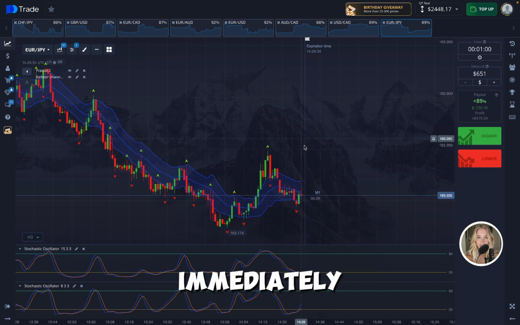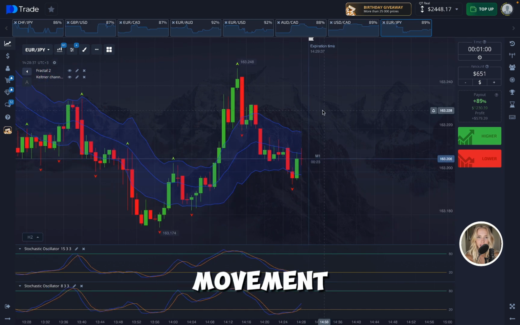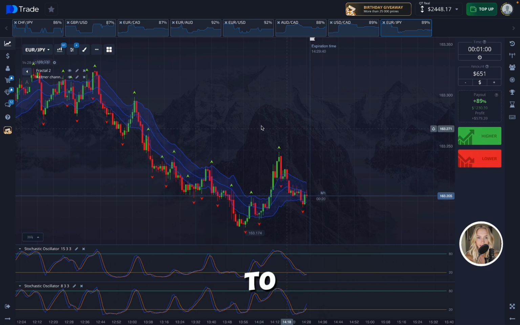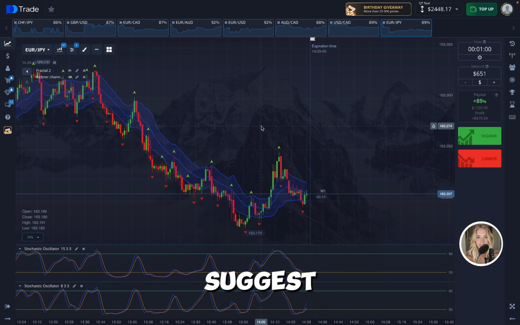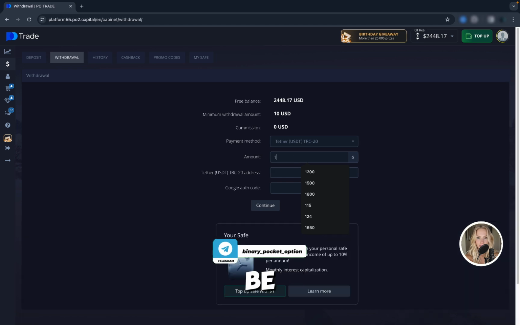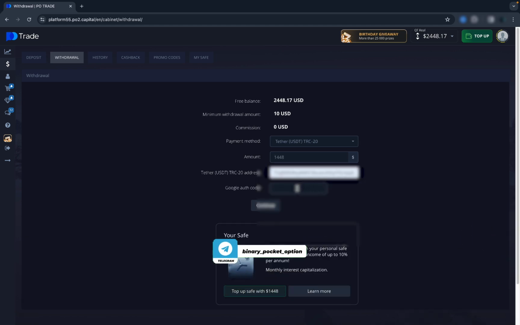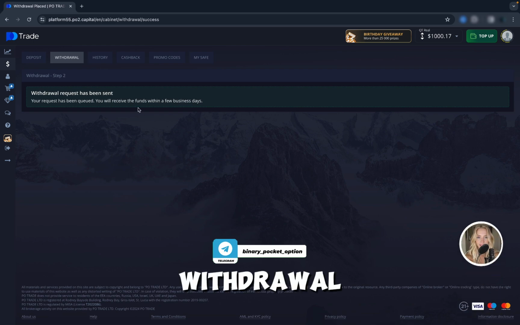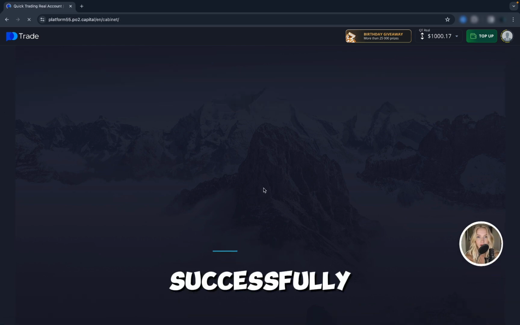It actually happened immediately, as I said. The dynamics of movement on this currency pair at the entrance to the transaction was extremely simple, so I fix an excellent profit and suggest we proceed to the withdrawal of today's balance. The amount of today's profit will be $14.48.